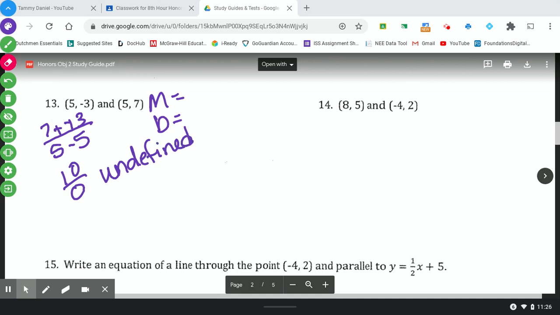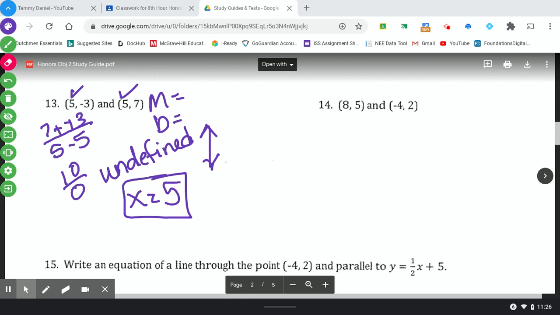So if we have an undefined slope, that means we're going to have a vertical line, because it changes up and down, but not left and right. So that means it's going to be x equals something. Well, what are our x values? Our x values are 5. So x equals 5 would be the equation of this line.